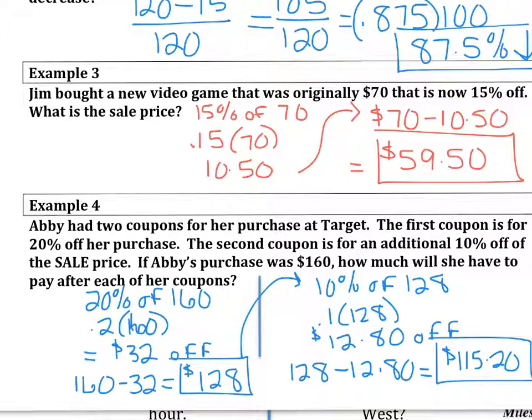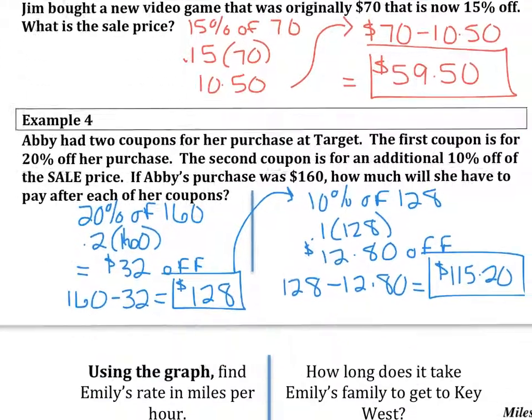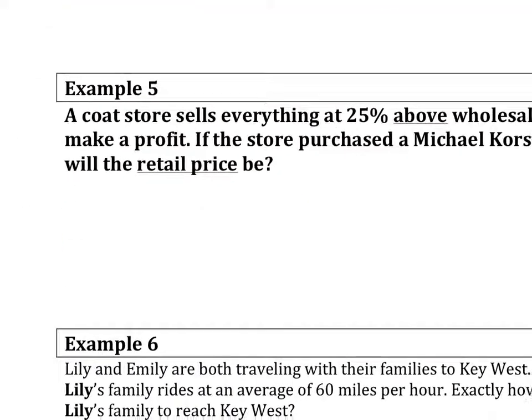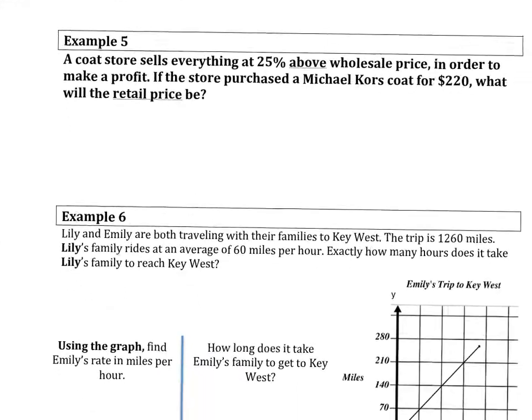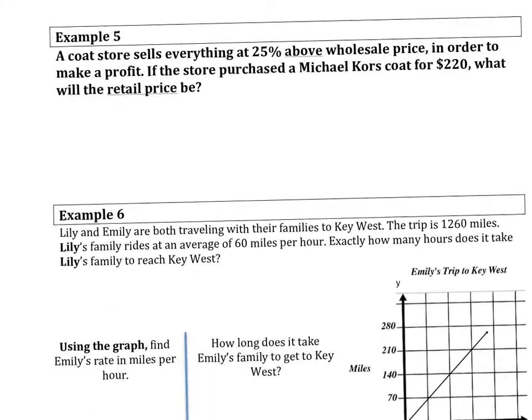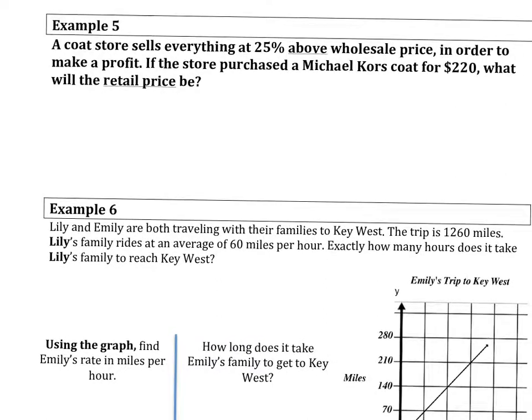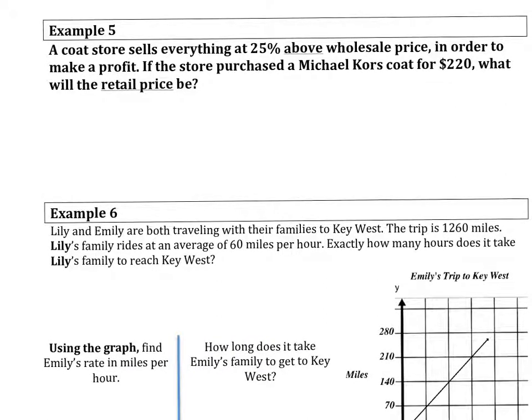Okay, next, number 5. In number 5, it says, a coat store sells everything at 25% above wholesale price in order to make a profit. If the store purchased a Michael Kors coat for $220, what will the retail price be?